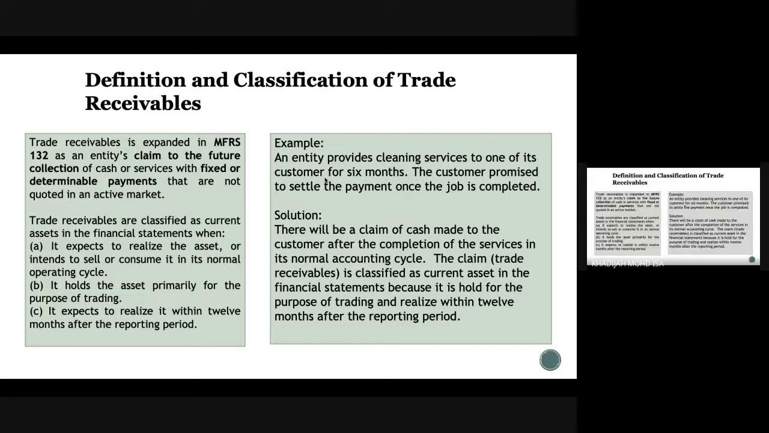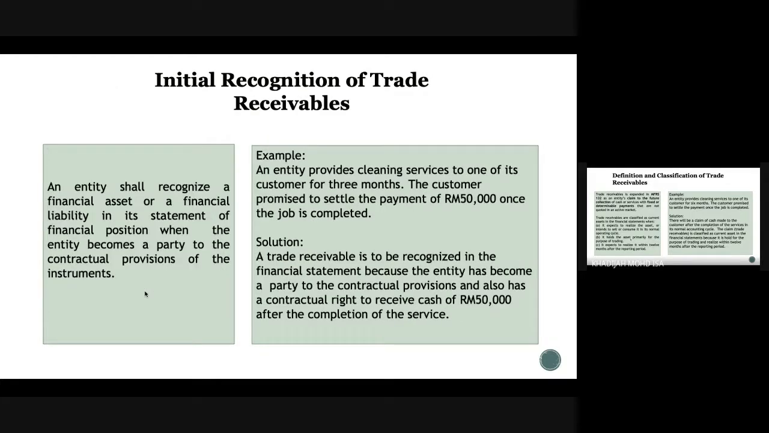And then the definition and classification of trade receivable. This one is expanded in MFRS 132, as an entity's claim to the future collection of cash or service with fixed or determinable payments. So it's going to be a current asset when it's expected to be realized, and it's intended to be sold or consumed in its normal operating cycle. And it holds the asset primarily for the purpose of trading and is expected to be realized within 12 months. So that is your trade receivable.